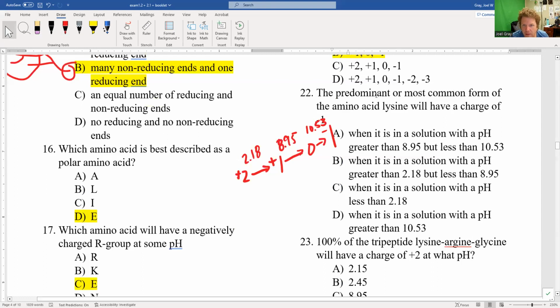The key word in this sentence is predominant. So the most common form will have a charge of -1 when it is in a solution with a pH of greater than 10.53. Now this is a subtle difference, but if the pH is exactly 10.53, well, actually there's not one singular predominant form. There's a form that has a 0 charge and a form that has a -1 charge. So the correct answer for number 22 is D.